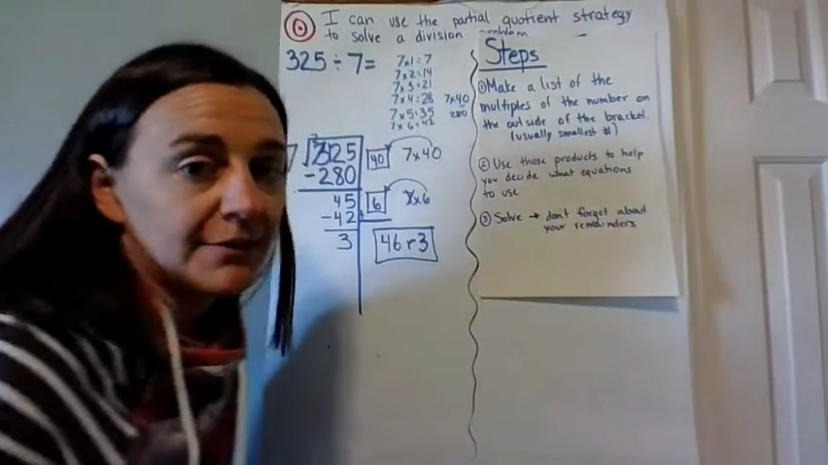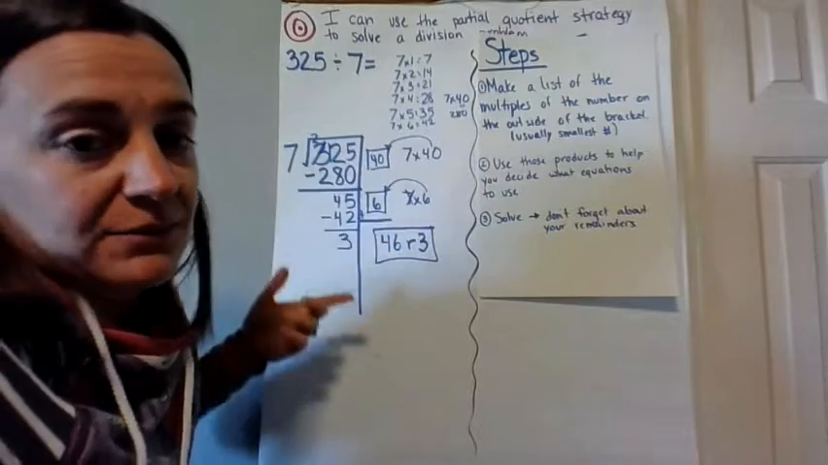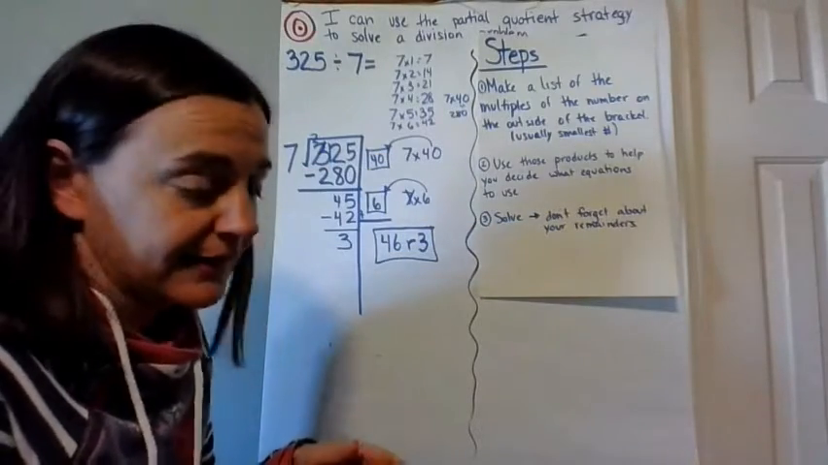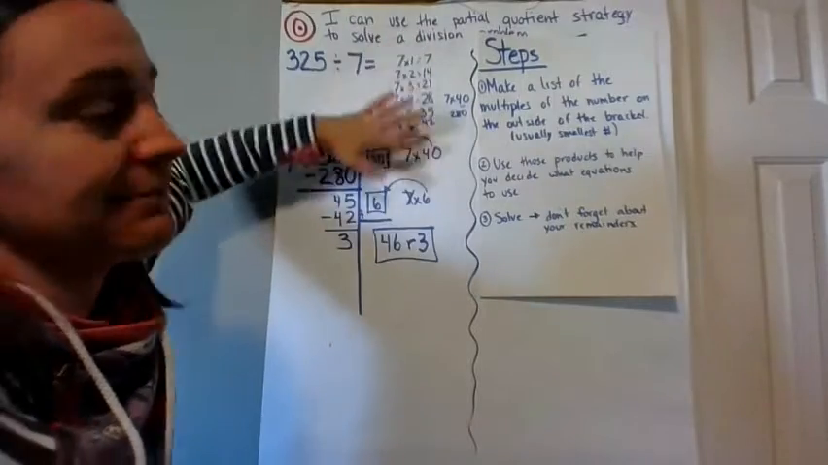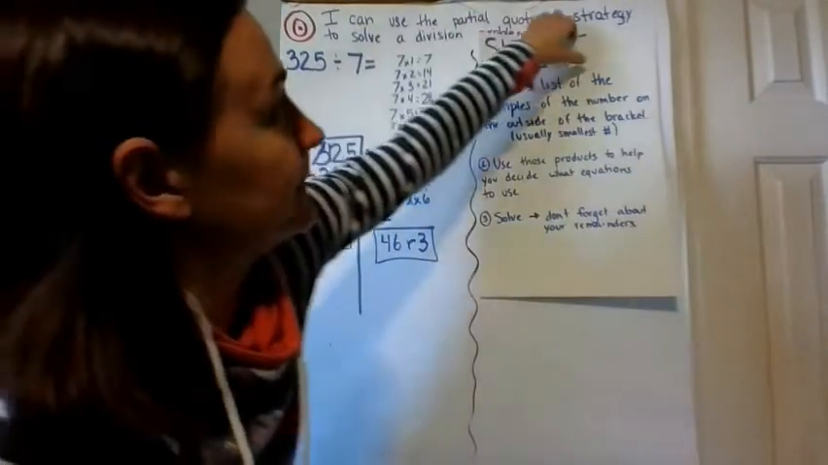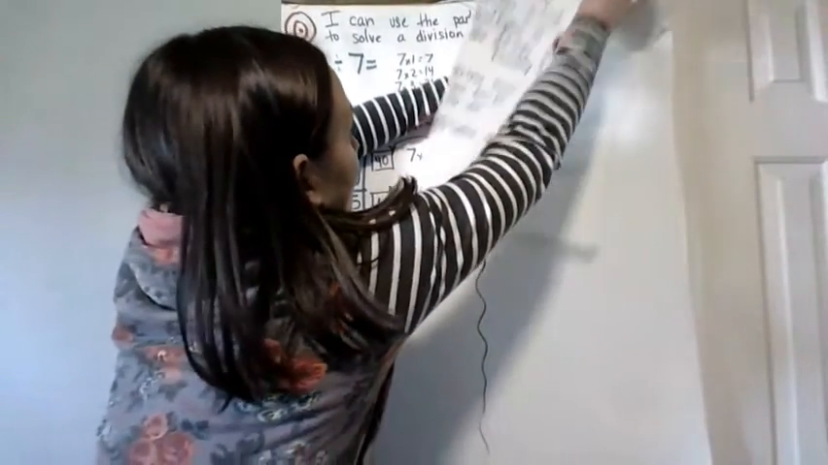The first time I did the problem, I didn't do this. And instead of doing 7 times 40, I did 7 times 20, and then I had to do that again. So I ended up doing twice as much work the first time because I didn't make a list of all of these multiples. So let's try it again. We'll start with that same strategy, making a list of our multiples.